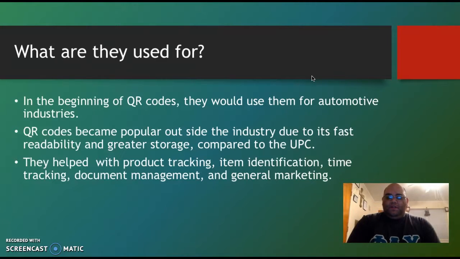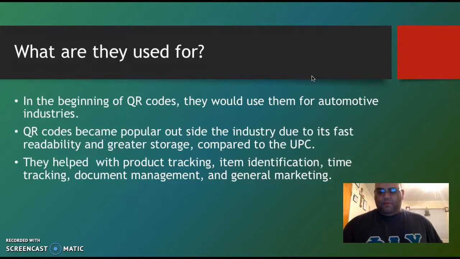What QR codes did is they helped with product tracking, item identification, time tracking, document management, and general marketing. And the U.S. took the QR code and incorporated it to where now we have it almost everywhere we go. QR codes can be generated on computers and then read by computers or smartphones. They are used to display information, recordings, videos, YouTube, anything you would like to have on them.